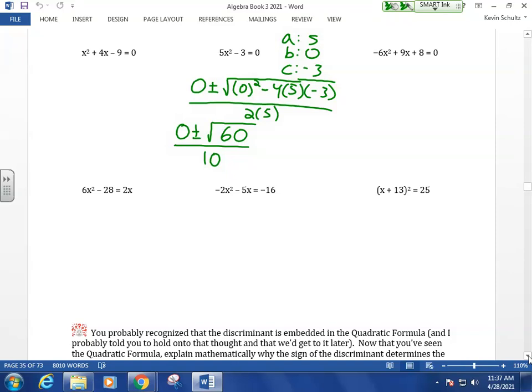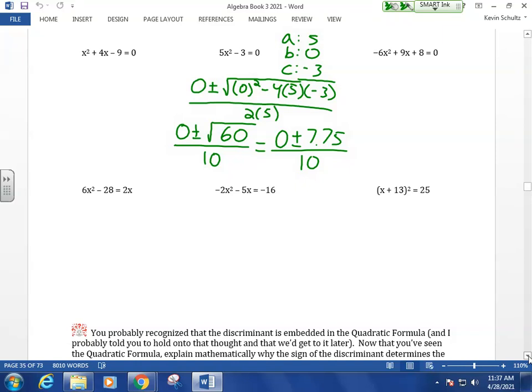So we go to our calculator, we calculate the square root of 60 to be approximately 7.75. It's actually 7.7459666692, but we're going to round that to the nearest hundredth. So 7.75. Okay, and so we get 0 plus or minus 7.75 divided by 10.